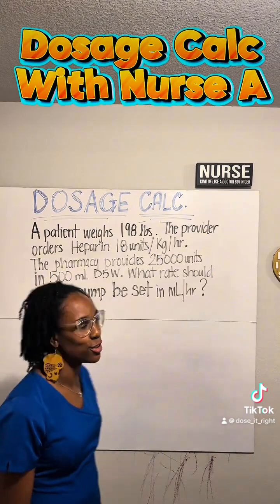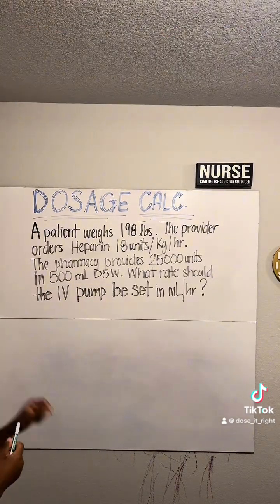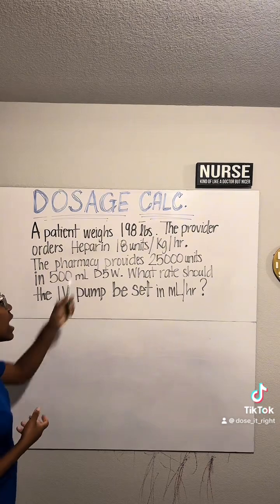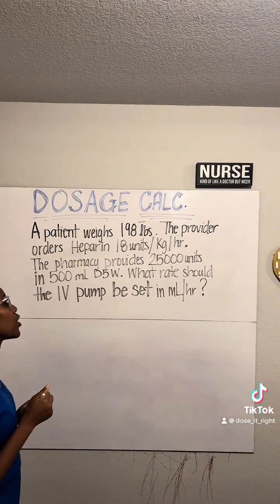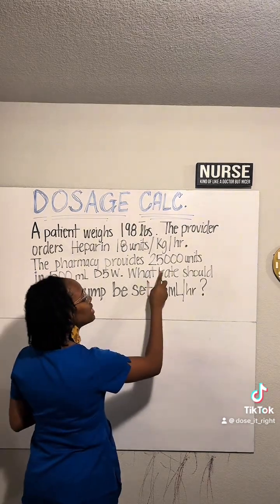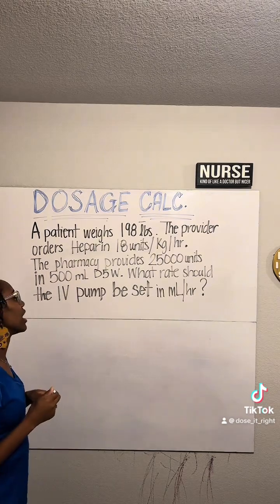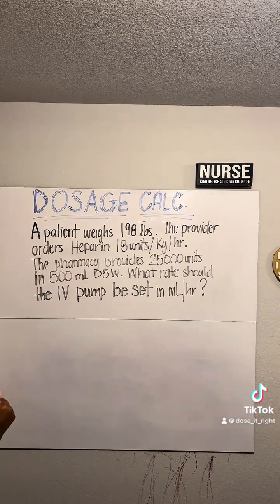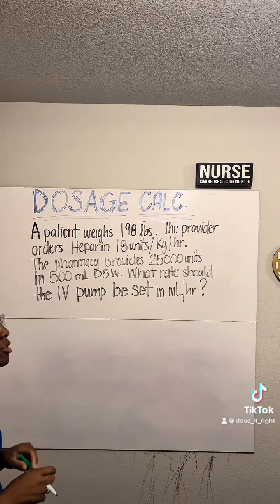I have some more dosage for you. So a patient weighs 198 pounds. The provider orders heparin, 18 units per kilogram per hour. The pharmacy provides 25,000 units in a 500 mL D5W bag, right? What rate should the IV pump be set to in mLs per hour?